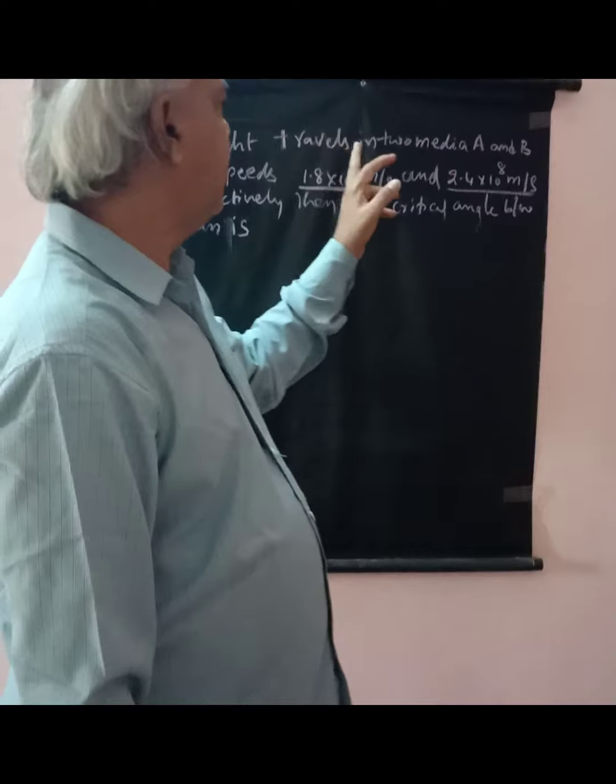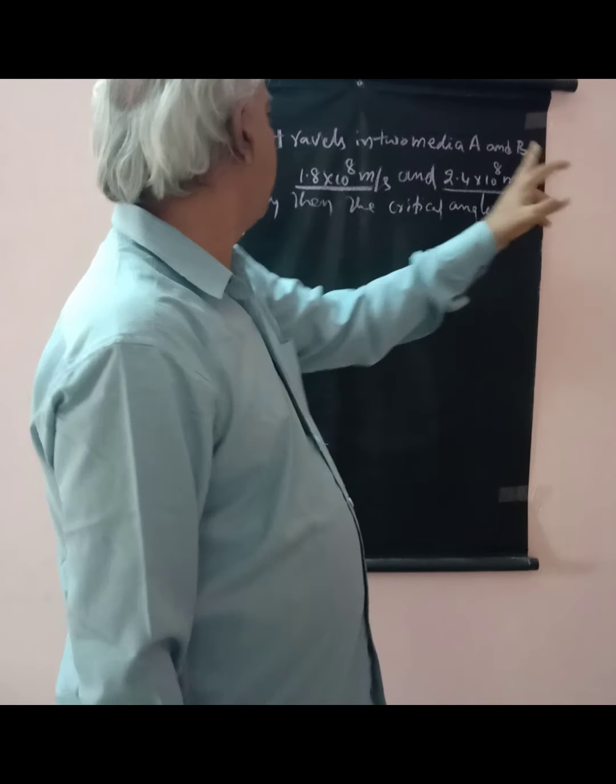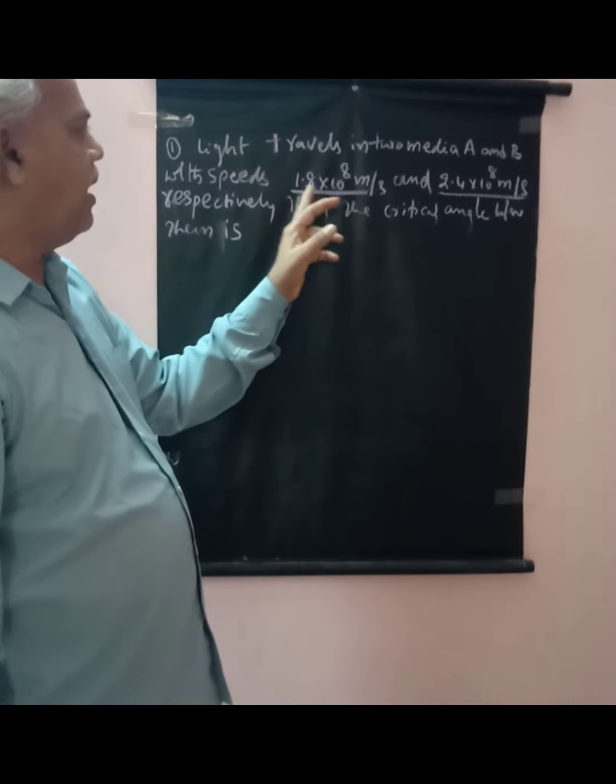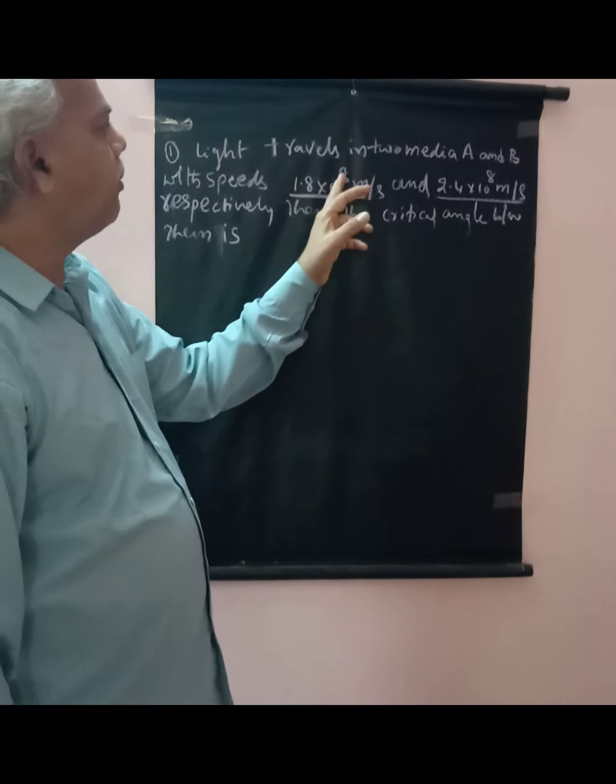Light travels in two different media A and B with speeds 1.8 × 10^8 meter per second and 2.4 × 10^8 meter per second respectively. Then the critical angle between them is?